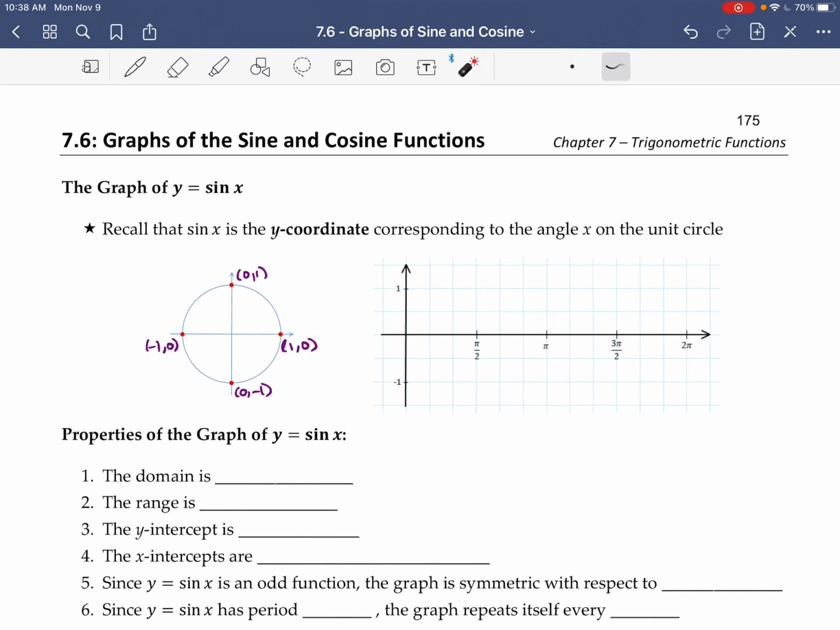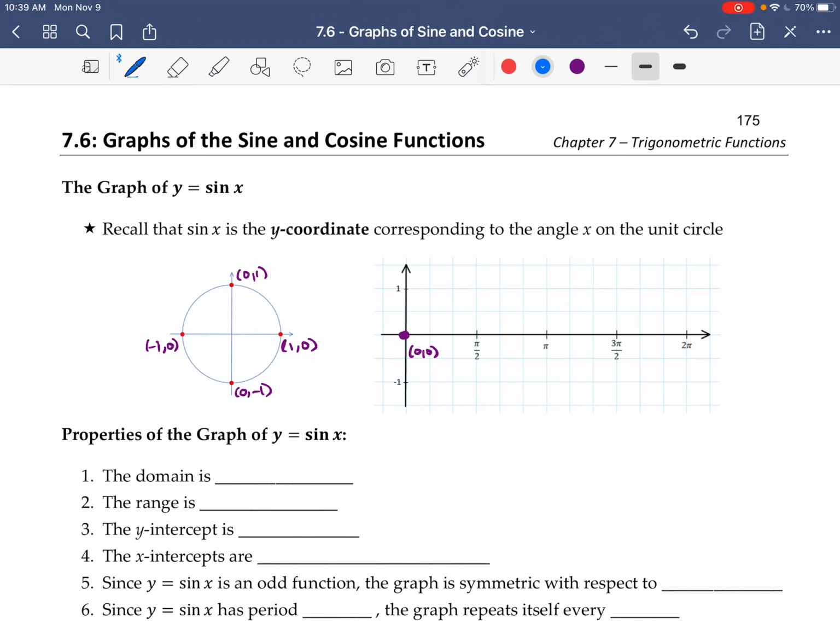So when you have the angle 0, okay, the terminal side and the initial side are the same. So we intersect that point, so the sine value is 0. So we're going to have a point at 0, 0.